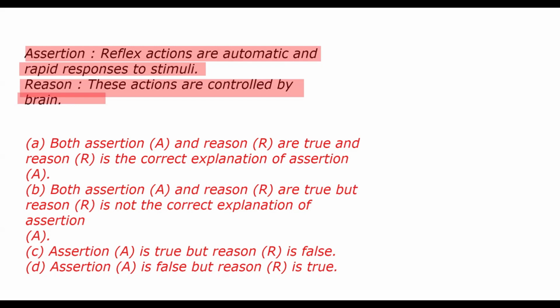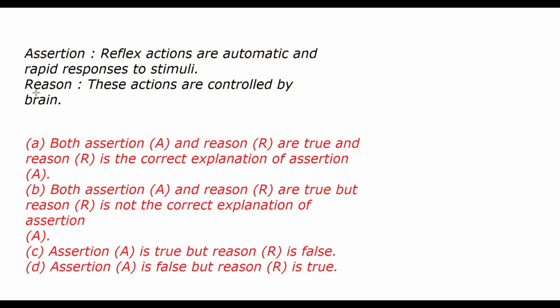So what we should know is that the first assertion is correct, but these actions are not controlled by the brain. It's controlled by the spinal cord. One more time, reflex action is controlled by the spinal cord and not the brain. Therefore, we'll say that assertion is true, but reason is false. So assertion true, reason false is option C.